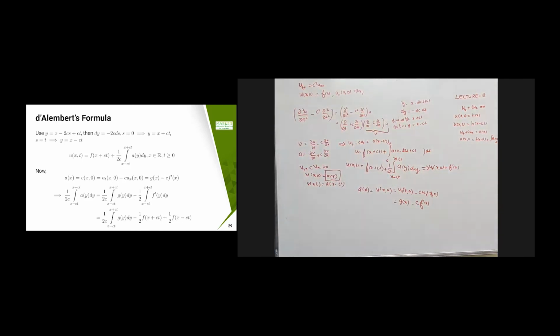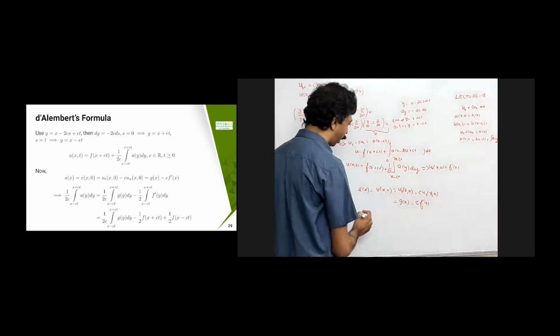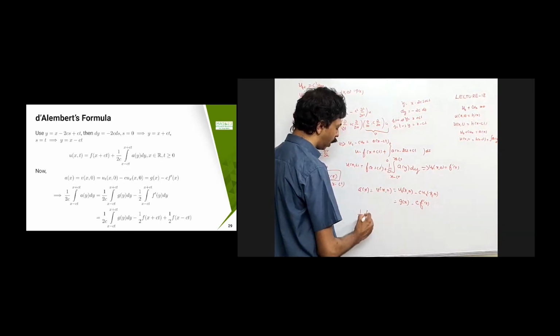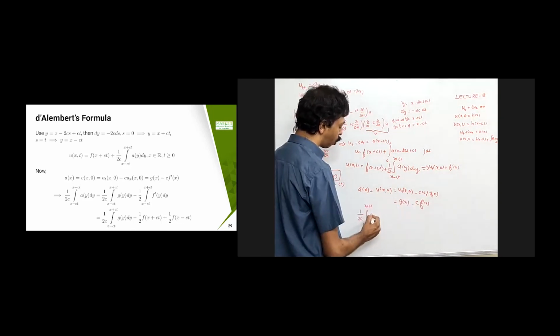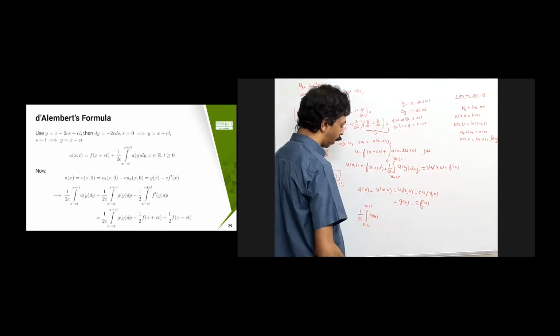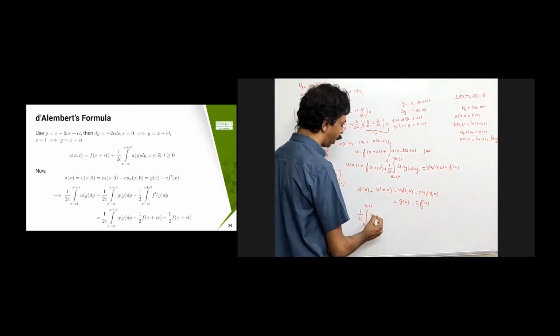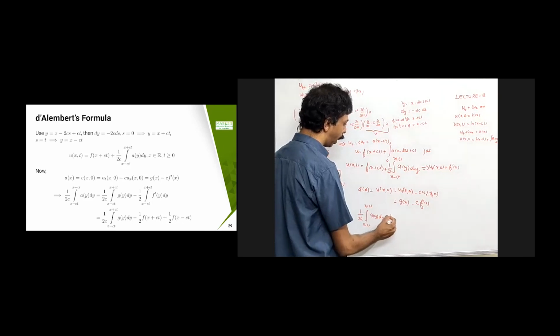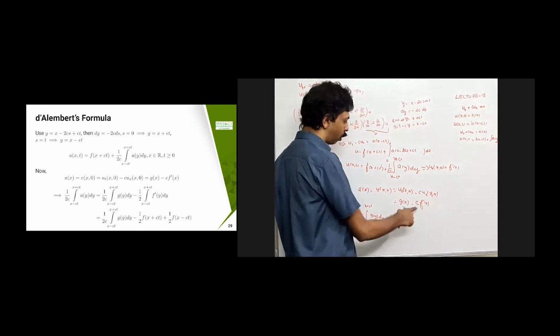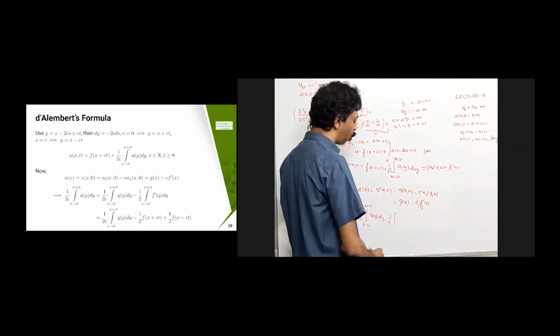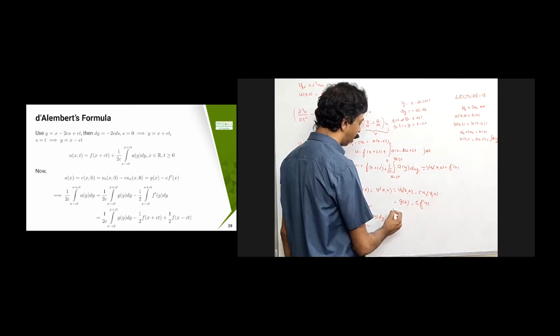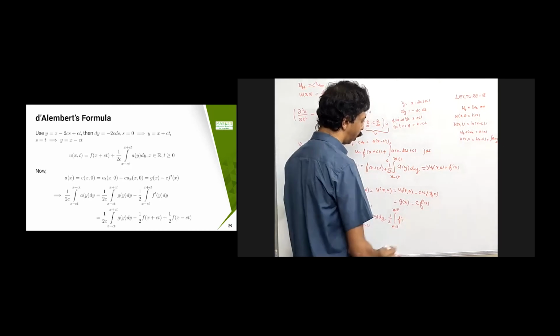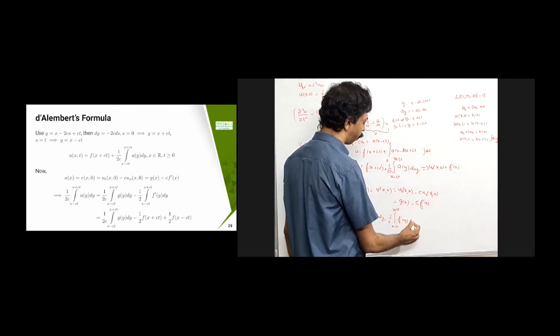So therefore I can just substitute over here. Therefore this is going to become 1 by 2c, integral from x minus ct to x plus ct, g of y dy, minus again 1 by 2c integral. So c gets cancelled. I'm going to get only minus 1 by 2, integral from x minus ct to x plus ct, and then f dash of y dy.